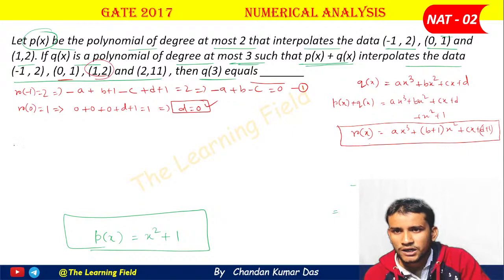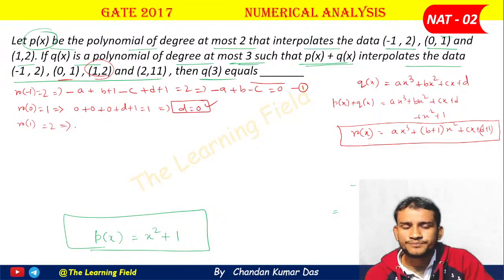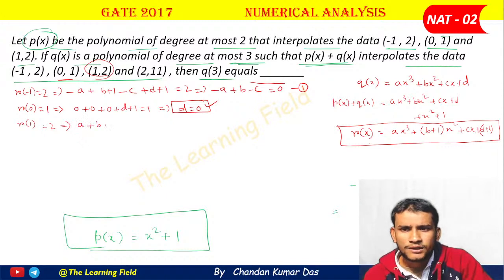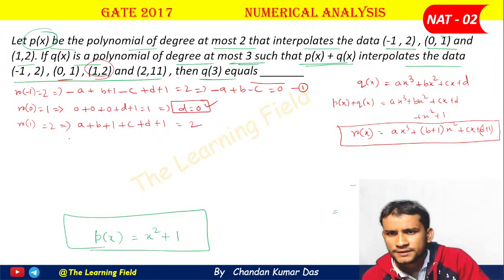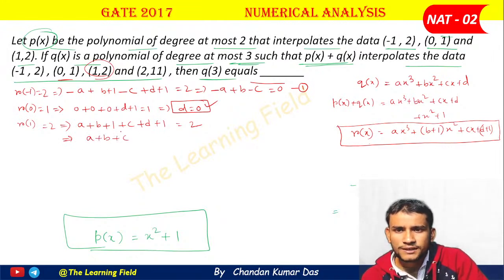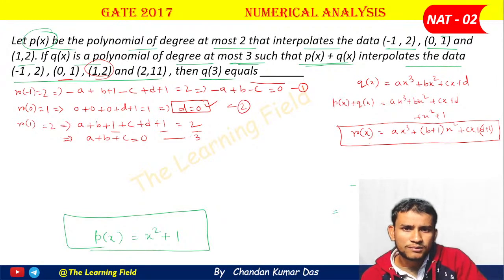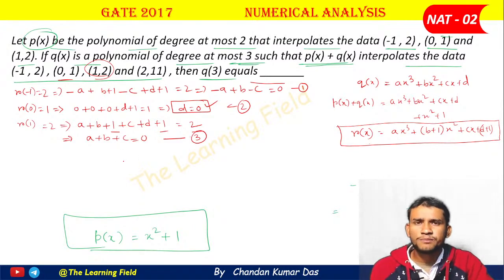Now the third one gives R(1) equal to 2. This gives a plus b plus 1 plus c plus d plus 1 equal to 2. Put here d equal to 0, so a plus b plus c, and here 1 plus 1, and the right side is also 2, this is equal to 0. Suppose this is number 2 and this is number 3. So a plus b plus c equal to 0.